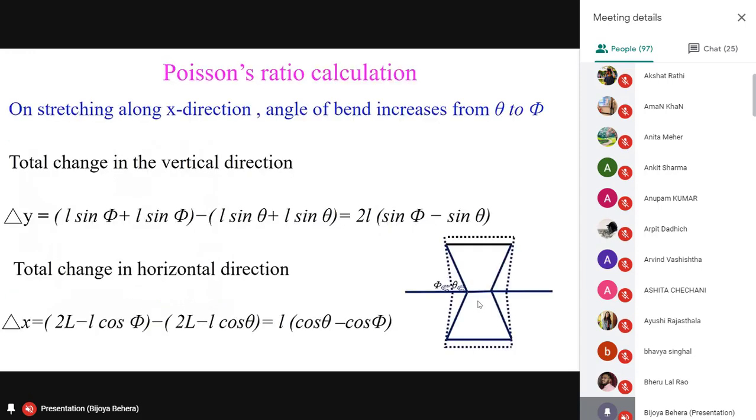Now, on stretching along the x direction, the same geometry's angle of bend increases from theta to phi. Look at it in the diagram. After stretching, the angle theta is changed to angle phi. When this angle theta changes to angle phi, what has happened to the change in dimension in the longitudinal and transverse direction? That is del y and del x. So del y and del x are calculated when the angle of bend has changed from theta to phi.